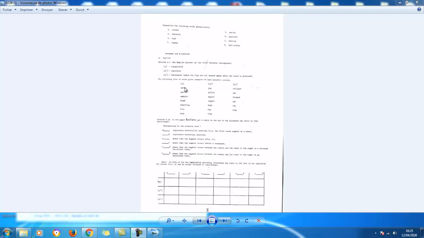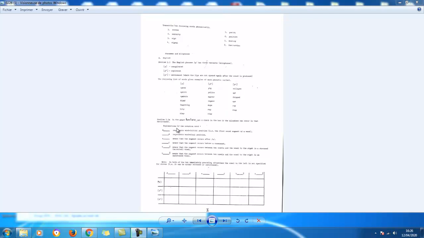So let's look at examples of words taken from English to show where P can be unaspirated or aspirated or unreleased. For example, here in spoke, how do we pronounce P? How do we realize P in spoke? Is it unaspirated? Is it aspirated? Is it unreleased? So this is what we're going to find through these words here.